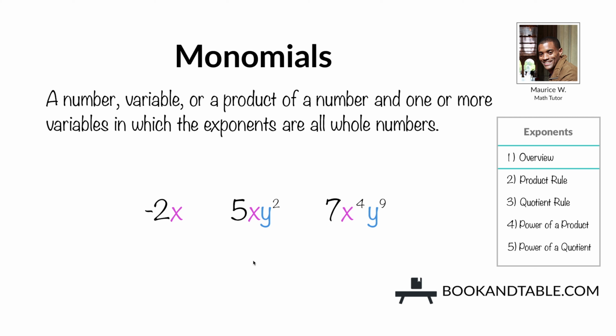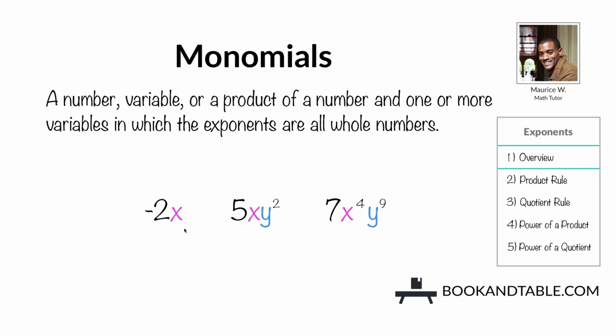Let's kick things off by discussing monomials. A monomial is a number, 1, 2, 3, 4, 5, a variable, a, b, c, x, y, z, or a product of a number and one or more variables in which the exponents are all whole numbers. Now this last part, a product of a number and one or more variables. So these three terms would be examples of that.